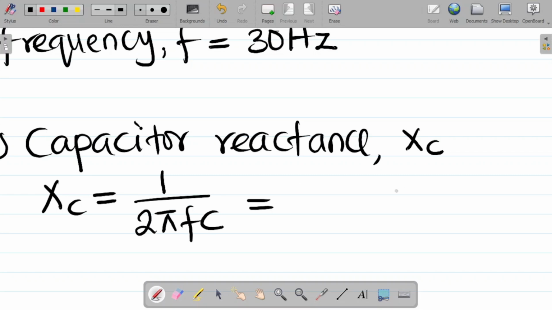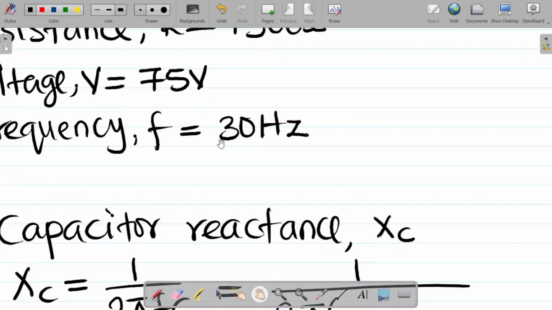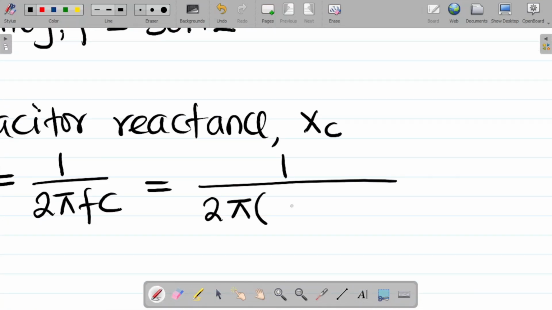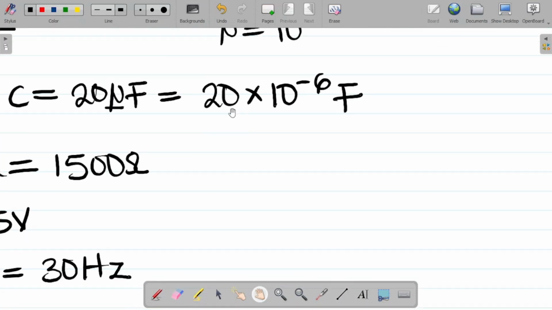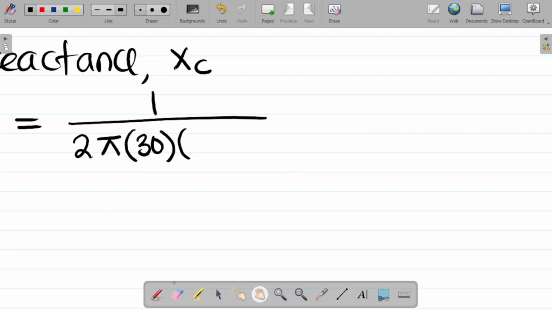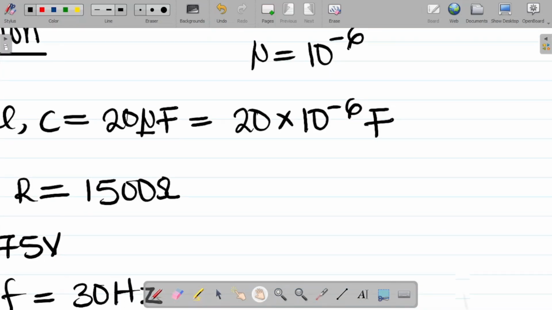And we said XC is equal to, the formula for this is 1 all over 2 pi FC. That becomes 1 all over 2 times pi times F. F is frequency, which as you can see here is 30 hertz. So 2 pi times 30 times C. C is your capacitance, whose value you can see here is 20 times 10 to the power minus 6. So I'll just get my calculator and punch this. Let me confirm that this is 20. All right, that's correct.